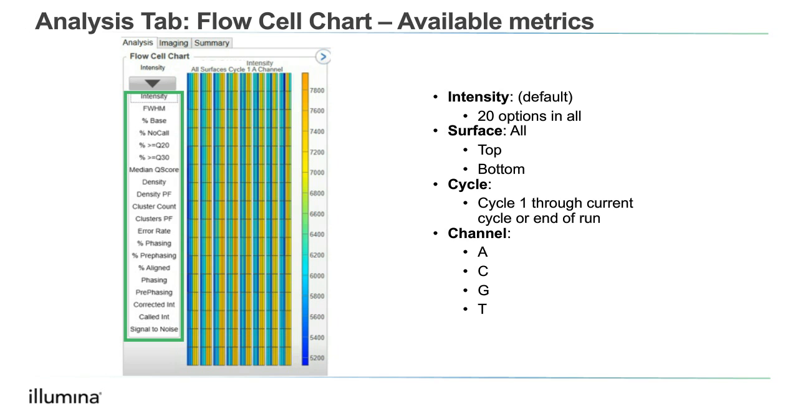I often like to pair the data by cycle graph with the flow cell chart so I can see how the individual tiles are affecting the overall metrics, such as the intensity plot in the data by cycle graph, compared to the intensity of the individual tiles in the flow cell chart.